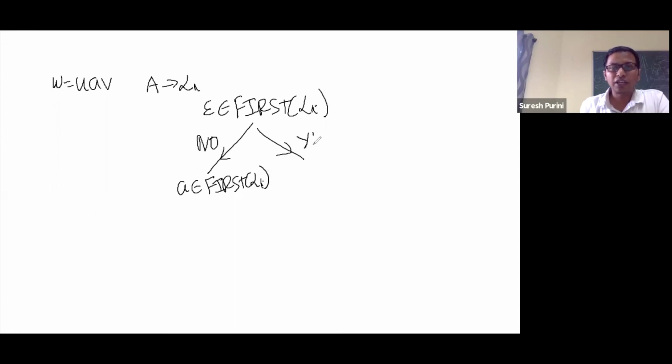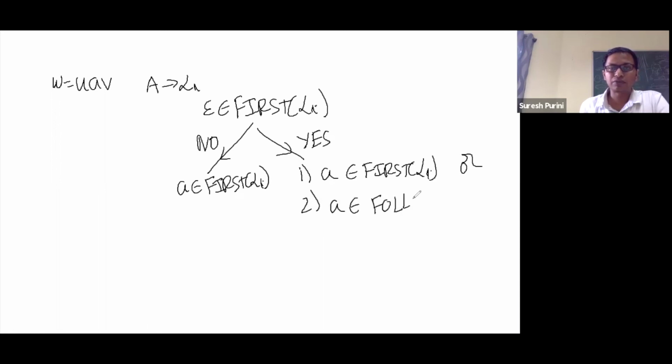On the contrary, if epsilon belongs to first of alpha I, then there are two possibilities. Either the current lookahead symbol A belongs to first of alpha I, or A belongs to follow of A.